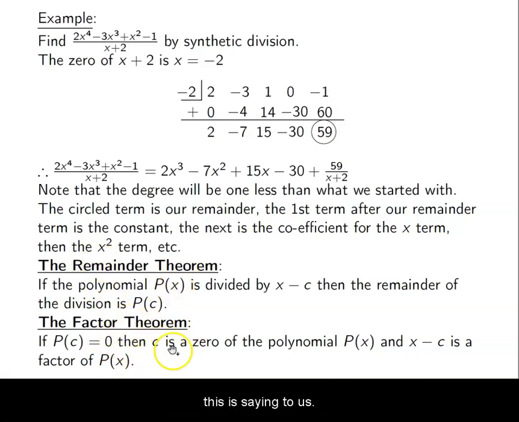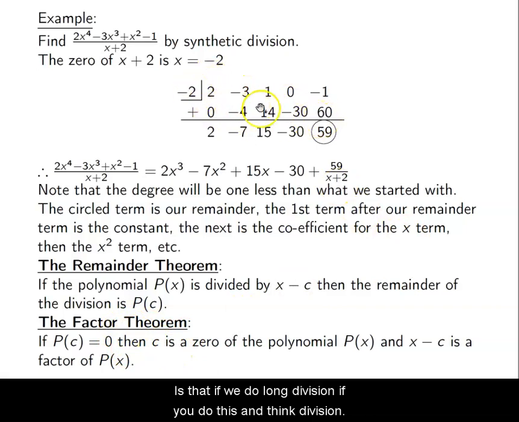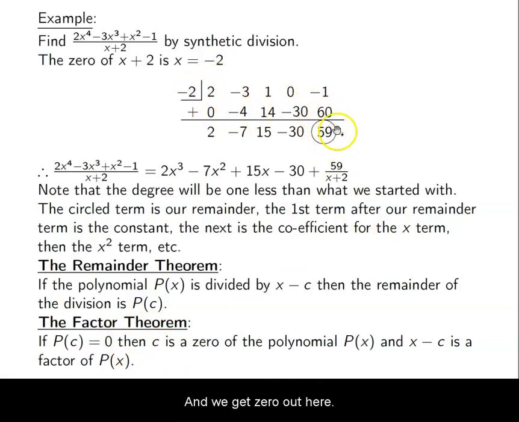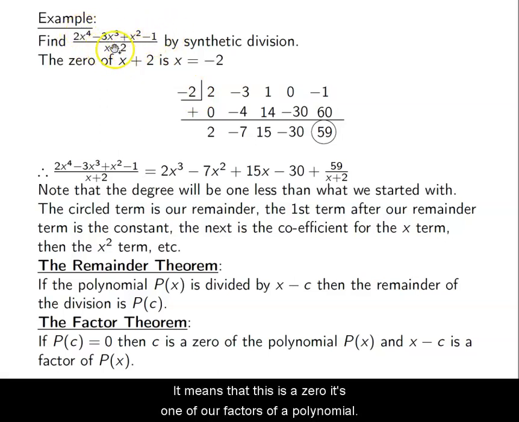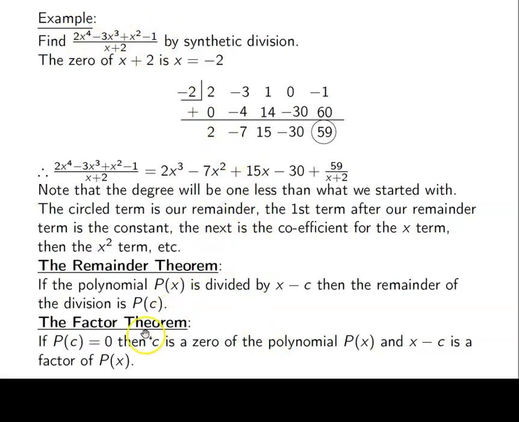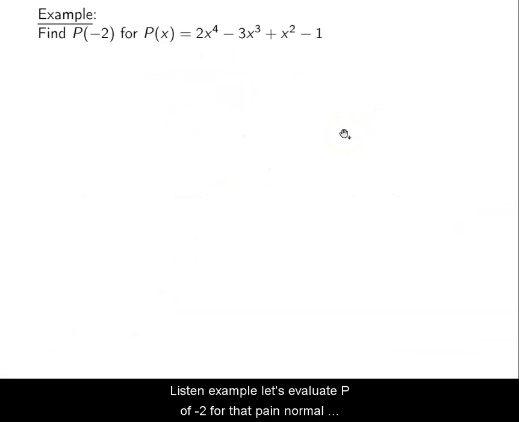So what this is saying to us is that if we do long division, or synthetic division, and we get a remainder of 0, that means that this factor cancels with some factor above. It means that this is a 0, one of the factors of our polynomial. If p of c is 0, then c is a 0 of our polynomial, and x minus c is a factor of p of x. So if I do this long division and I get 0 out, then c is a zero of our polynomial.